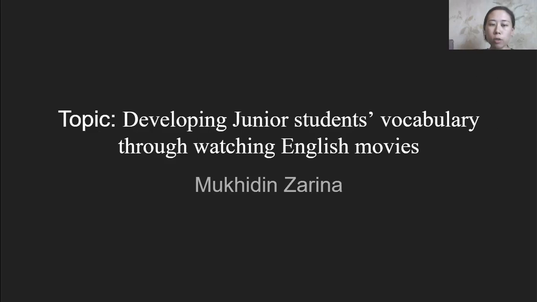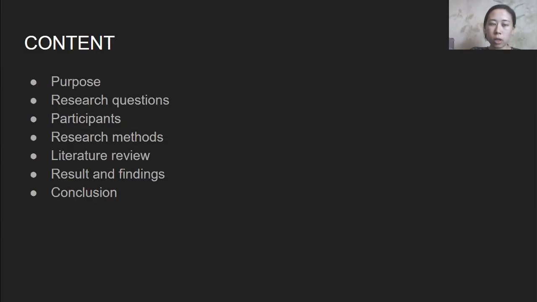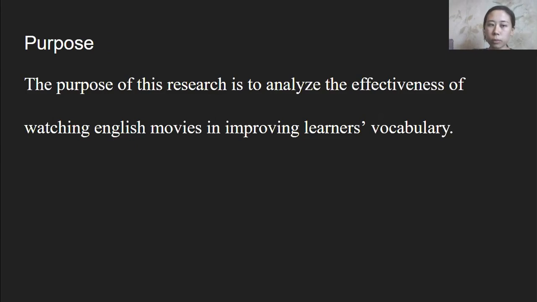And the topic of my research paper is developing junior students' vocabulary through watching English movies. Here is the content: purpose, research questions, participants, research methods, literature review, results and findings, and conclusion. The purpose of this research is to analyze the effectiveness of watching English movies in improving learners' vocabulary.